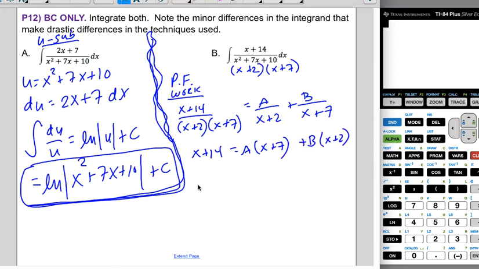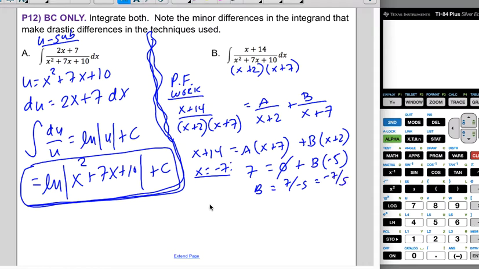So now clever substitution is a great call here because I have two very different factors. So let's start with the negative 7. I'm going to get 7 equals nothing where a is, and then plus b times a negative 5. And admittedly, that's not super fun, but you're going to survive. You're going to get that b is 7 over negative 5, or negative 7 fifths.